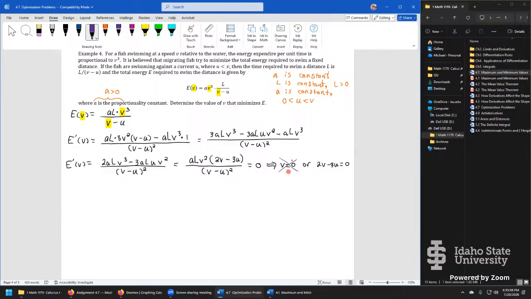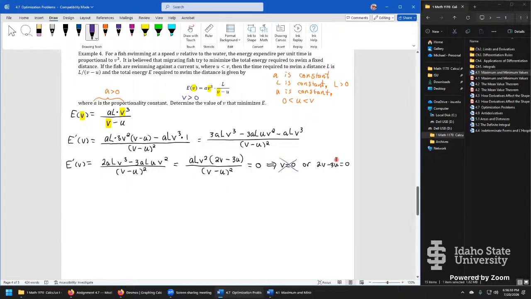v is the speed of the fish. If the speed of the fish trying to migrate is 0, that fish has died. Something's gone terribly wrong. Nature is brutal, but we have a way to eliminate that possibility. The fish is not dead. v is greater than u, and u is greater than 0. So when this function was written down, it's implied in a lot of different ways that velocity is strictly positive. So that means the speed of the fish, the velocity of the fish relative to the current, could not have been 0.